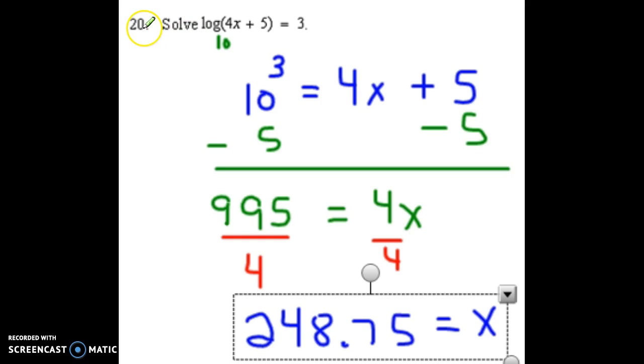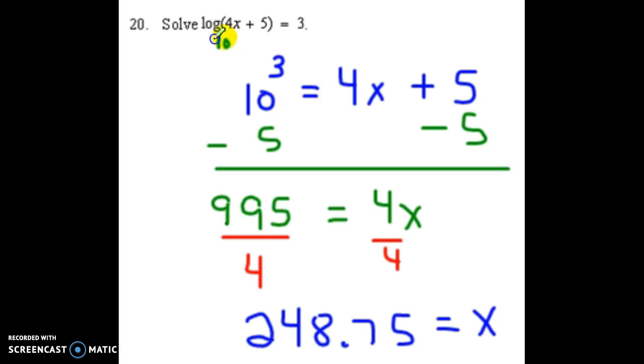In problem number 20, I have a log on one side of this equation. So I'm going to change this as an exponential function instead. So I have 10 to the third power. So 10 to the third power equals 4x plus 5. I want to get x by itself, so I'm going to minus 5 from both sides.